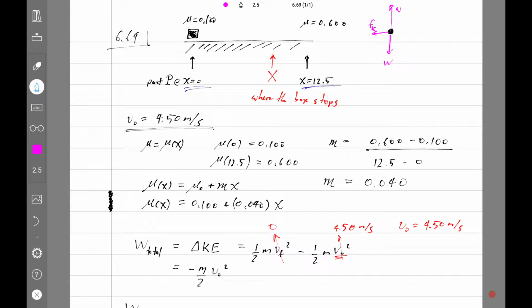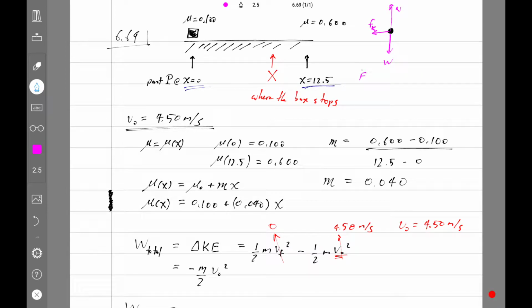The normal force and the weight, they balance out such that the total force acting on the box is going to be negative fk i hat plus 0 j hat.